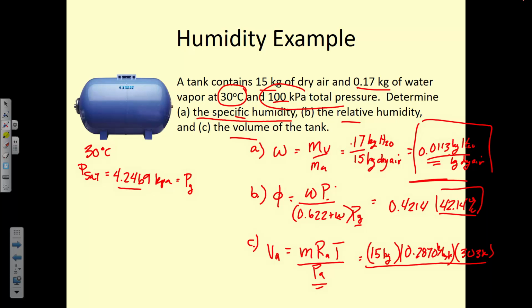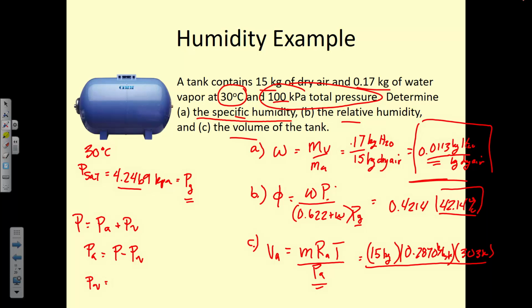Okay, 100 kilopascals is the total pressure. But the total pressure is equal to the pressure of the air plus the pressure of the vapor. So the pressure of our air is going to be equal to P minus P sub V. What is P sub V? What's the pressure of the vapor? P sub G. Okay, it's almost equal to P sub G.